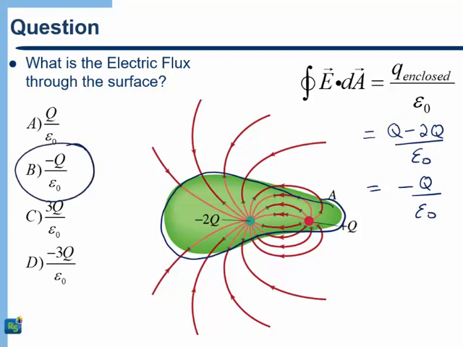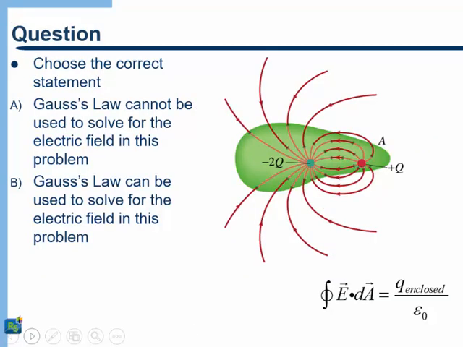So again, whenever you're asked a question about electric flux, that's the easy question, because it's literally add up how much charge there is enclosed and divide by epsilon naught. The hard question is, what is the electric field at some point? So now, think carefully about this question. Choose the correct statement. Gauss's law cannot be used to solve for the electric field in this problem, or Gauss's law can be used to solve for the electric field in this problem. Go ahead, pause the video, think about it, and then restart the video.